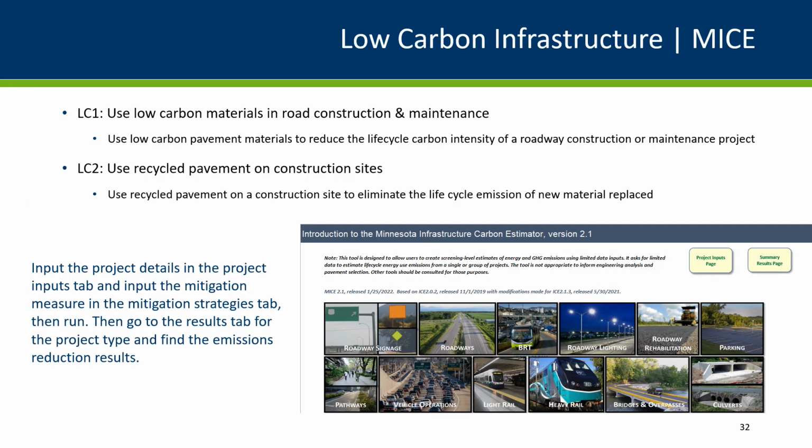Finally, the last set of projects are the low-carbon infrastructure projects under LC1 and LC2. As noted earlier, these projects take advantage of MnDOT's MICE tool to estimate the benefits of projects which use low-carbon materials or use recycled pavement. This requires the user to first input the project details on the Inputs tab and the mitigation measure on the Mitigating Strategies tab, then click Run. Then the results can be found in the Results tab for the project type selected.